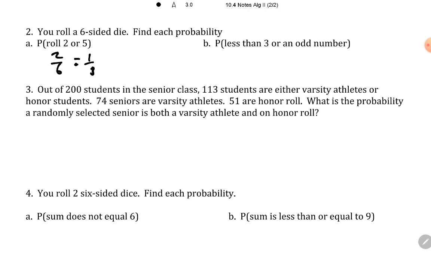Probability of rolling less than a 3 or an odd number. Okay, so that is equal to the probability of rolling less than a 3 plus the probability of an odd number. And since they both can occur at the same time, we're going to subtract where they overlap. So less than 3 and odd.